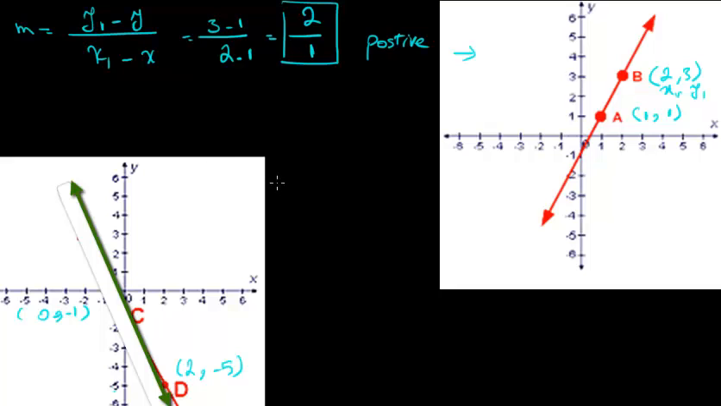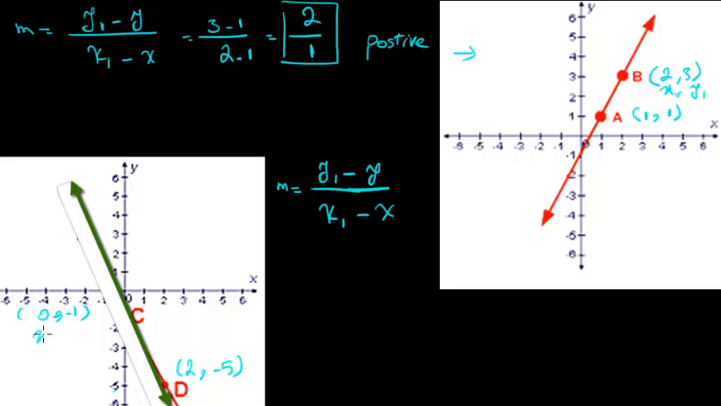Once again, our formula is m equals y1 minus y over x1 minus x. Now, we call this one y1 and this one x1.